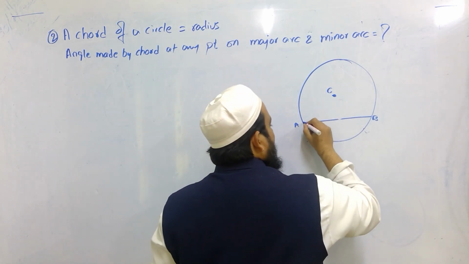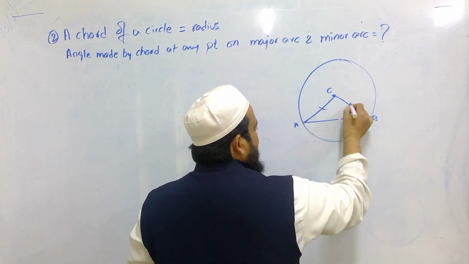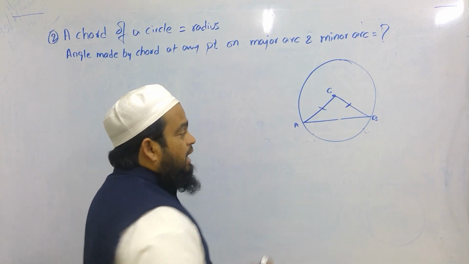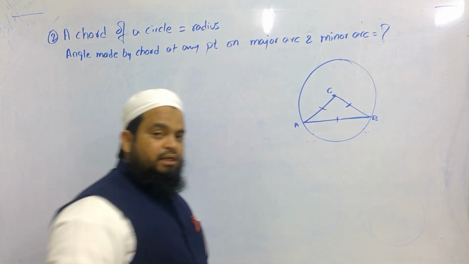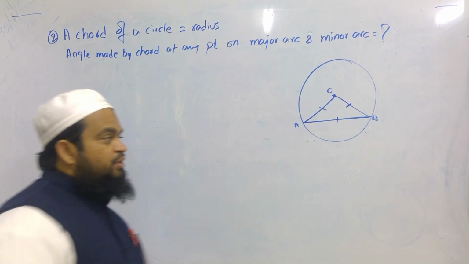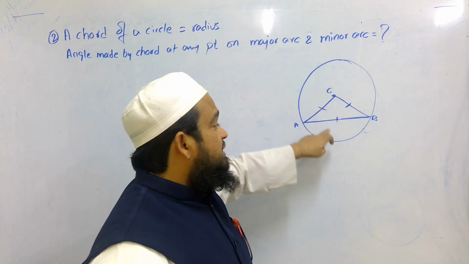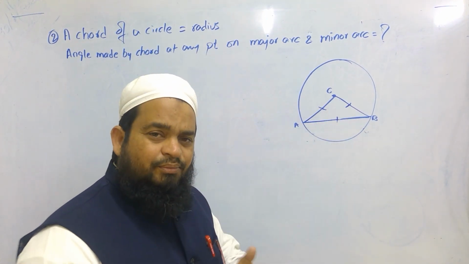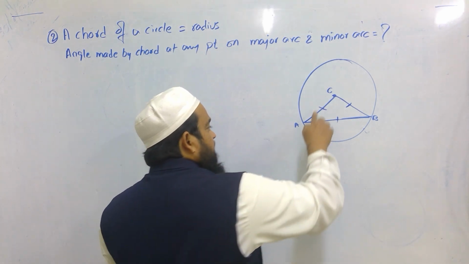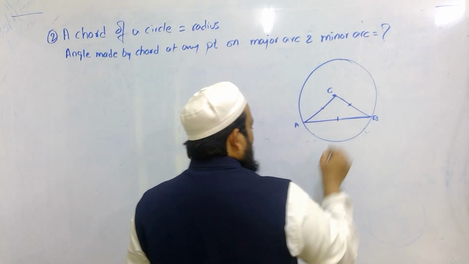Now if I join AC and also BC, since AC is equal to BC, they are radii, and he has given the chord is also equal to the radius. So all three sides are equal. Is it right? This is the data you have to understand. He has not given that all these three are equal. Now, once these three are equal, what is this triangle? Equilateral triangle, right? So this you have to understand. Now, let us see what is given.